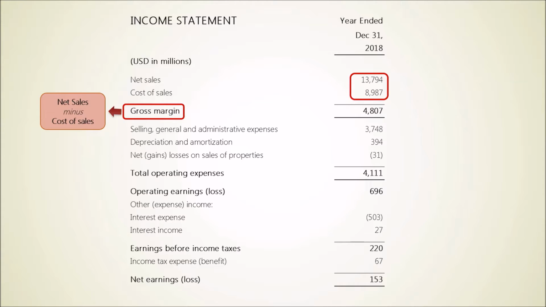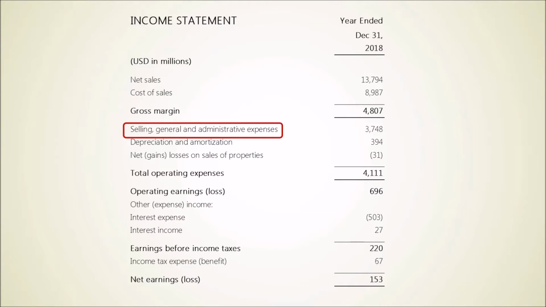But this is not all. There are other costs for running the business, which are known as the operating expenses. The first of those operating expenses is selling, general, and administrative expenses. What are selling expenses? Selling expenses are the expenses of the sales department. It may also include marketing expenses if the company lumps the two together.